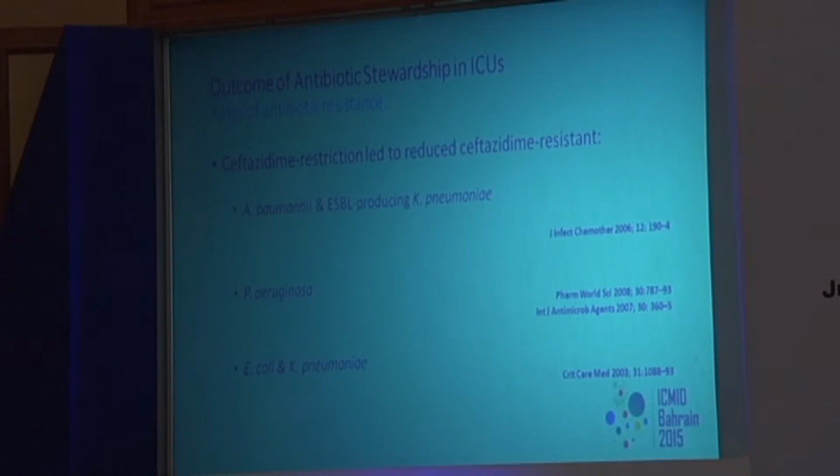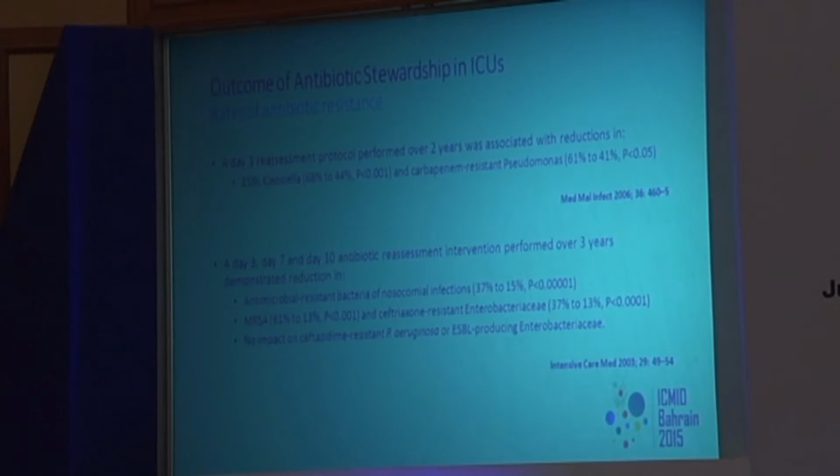Ceftazidime restriction led to reduced ceftazidime-resistant Acinetobacter baumannii and ESBL-producing Klebsiella pneumoniae in one study, and led to reduced ceftazidime-resistant Pseudomonas aeruginosa in those two studies, or E. coli and Klebsiella pneumoniae. A day 3 reassessment protocol performed over 2 years in one study was associated with reduction in ESBL-producing Klebsiella and carbapenem-resistant Pseudomonas with the numbers shown.